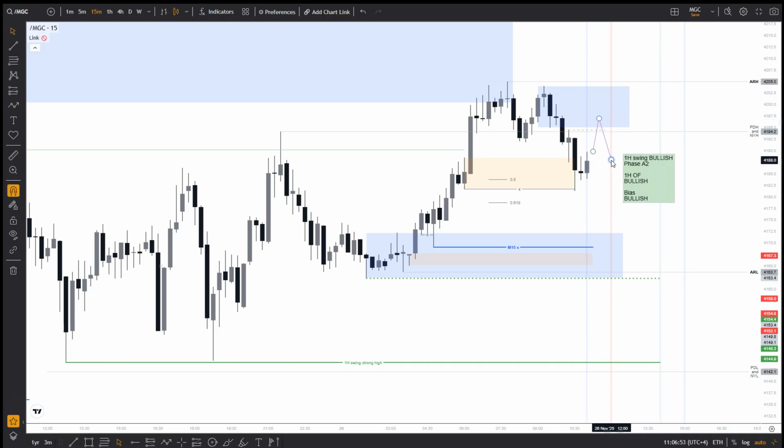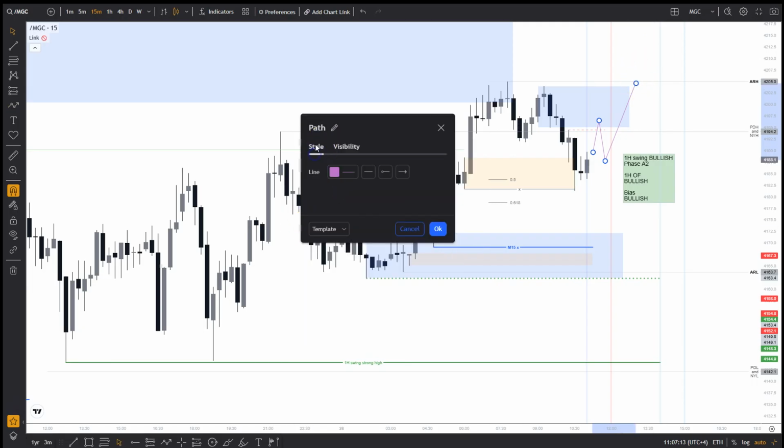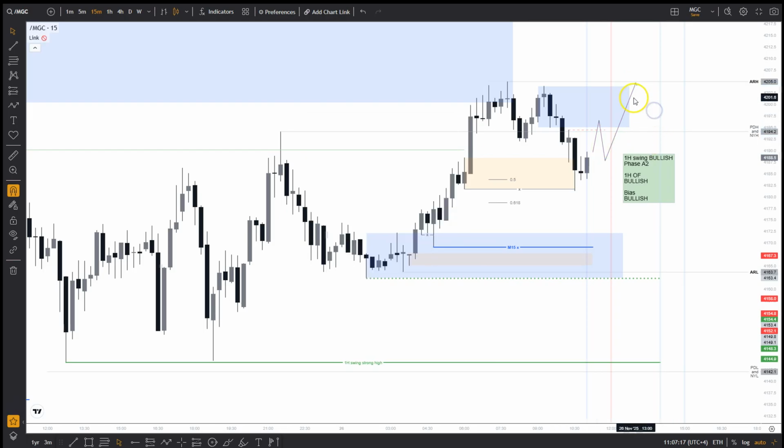If it breaks, I'm going to be looking for buys targeting Asia range high or even higher. Otherwise, we'll be waiting for this mitigation of the 1H demand and M15 inducement. So we'll be waiting for something like that.